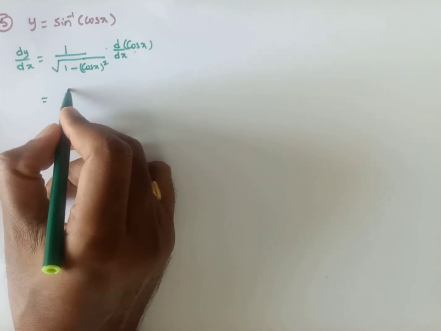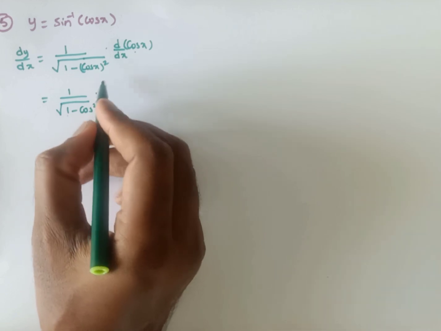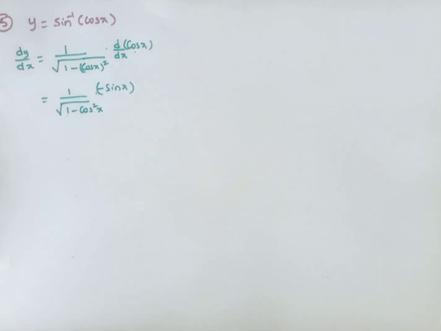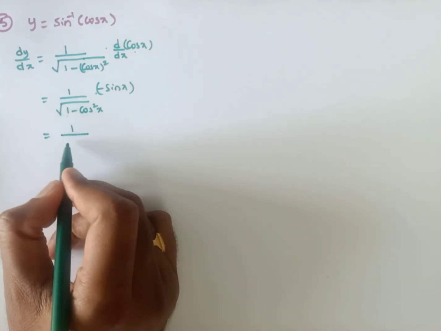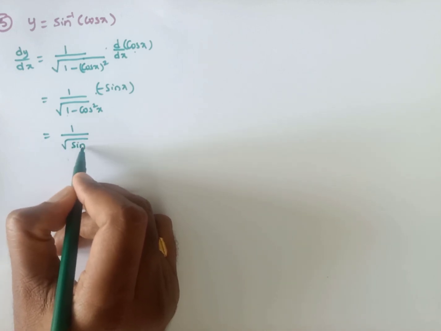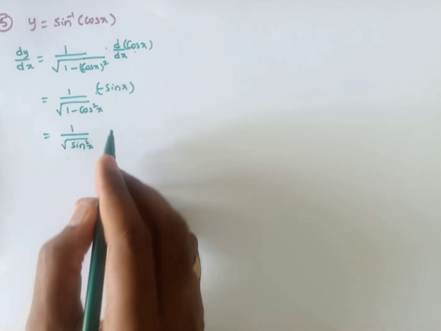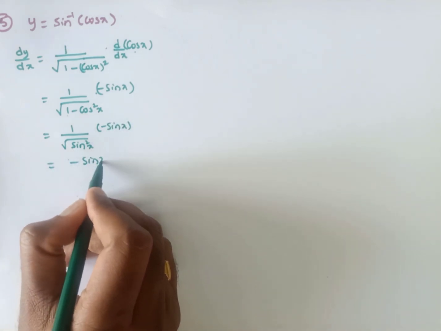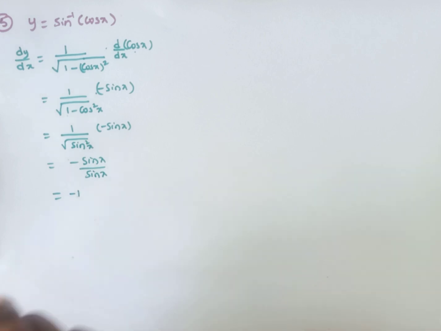Now this is 1 divided by square root of 1 minus cos square x into the derivative of cos x, which is minus sin x. Now 1 minus cos square x can be written as root of sine square x, by the identity sine square theta plus cos square theta is 1. So finally it is minus sine x divided by sine x. So the derivative of this is minus 1.